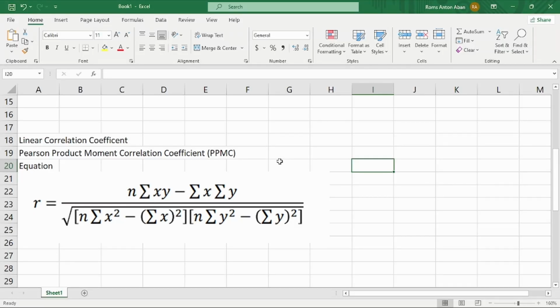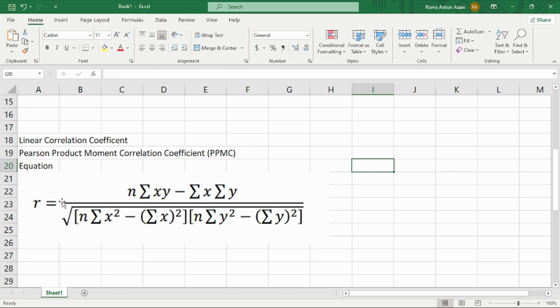Good day everyone, I'm Rams Aban and I am here to show how to calculate the linear correlation coefficient using the Pearson product moment correlation coefficient equation.